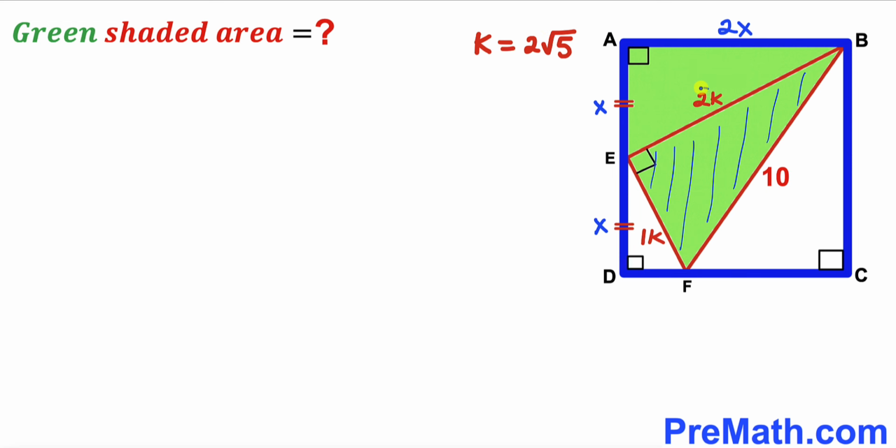So therefore this 2 times k means 2 times square root of 5, which is going to give us 4 times the square root of 5. And likewise 1 times k means 2 times the square root of 5. So therefore our EB length turns out to be 4 times square root of 5.